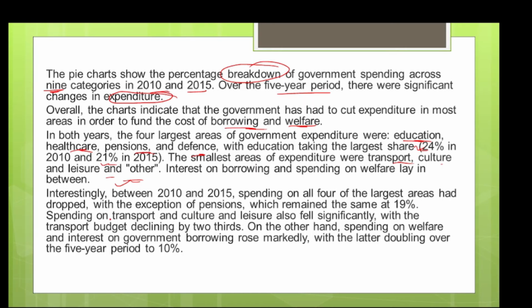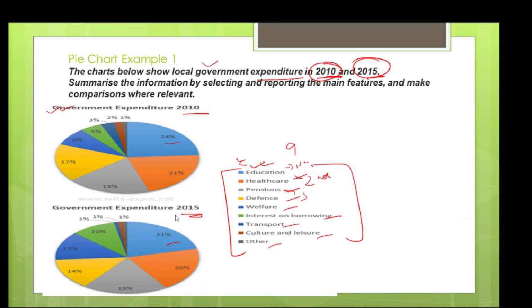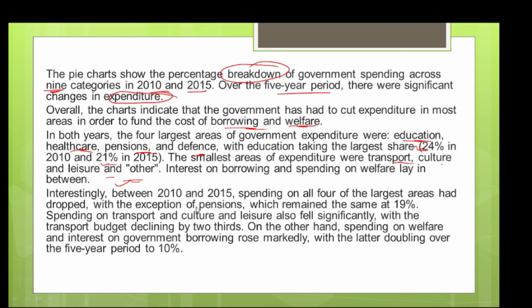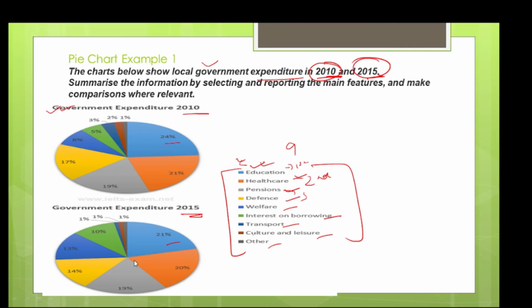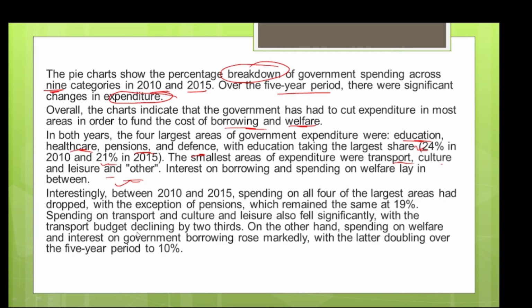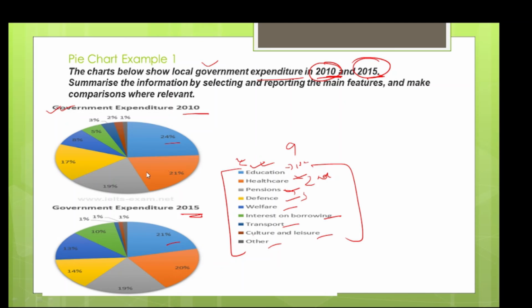So here we can see there is a drop, 24 to 21, 21 to 20, 9 remains the same, 17 to 14, 8. This is the only one that increased. So majorly we can see a drop with the exception of pension. Here in pension we can see it's similar, but apart from that all the other three fields dropped. Spending on transport and culture and leisure also fell significantly, with the transport budget declining by 2/3. So here we have used that vocab, right? On the other hand, spending on welfare and interest on government borrowing rose markedly, with the latter doubling over the 5-year period to 10%. So here we can say it's double, 5% to 10%.